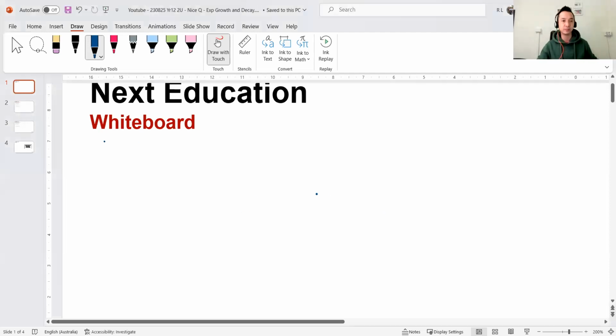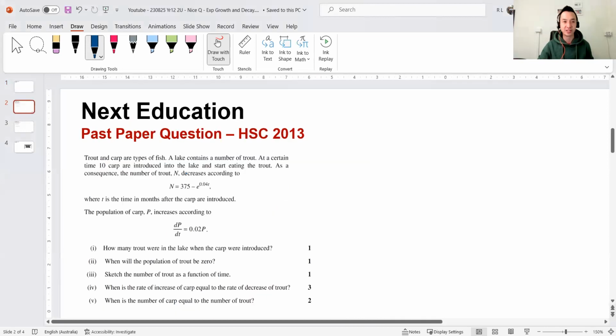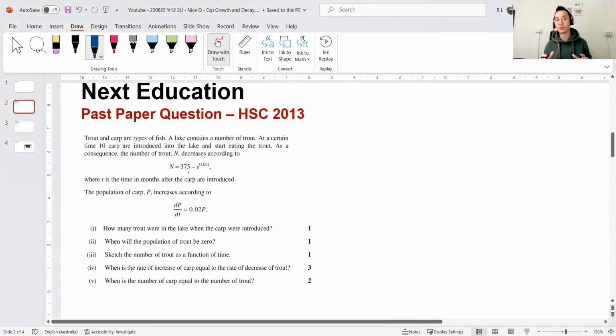So today's question comes from the HSC. I like this question because exponential growth and decay in advanced maths can be quite predictable. You either get exponential growth or radioactive decay. This one has elements of both. In fact, it's got two items moving with exponential growth and decay, and you just have to work out the interactions between the two. So let's dive right into it.